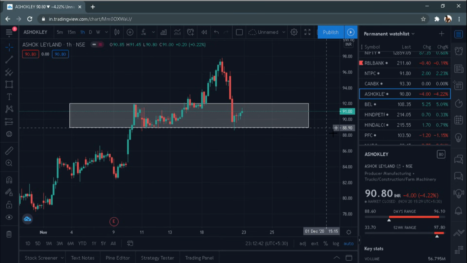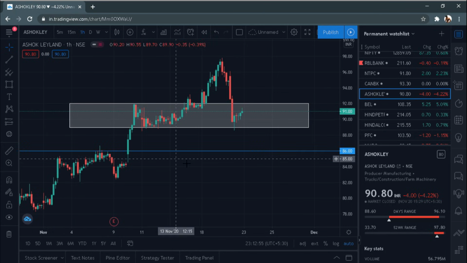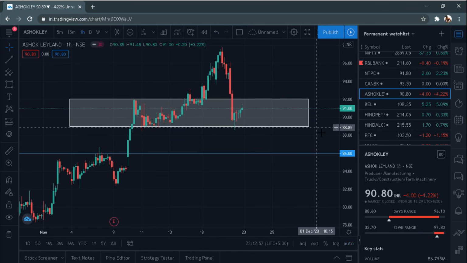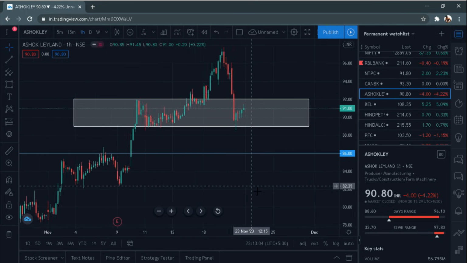If the price breaks below 88.9, then it can give a very attractive fall, and the next target should be 86 rupees, because you can see the price halted over here. So this should be the next target, that is 86. If Ashok Leyland breaks below 88.9, then it can easily fall to 86 rupees. That is how you analyze.